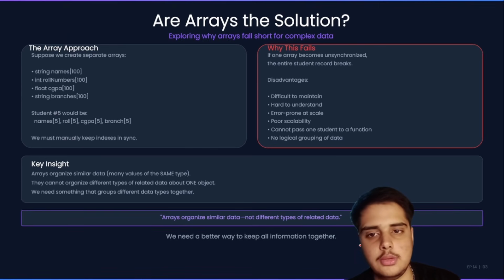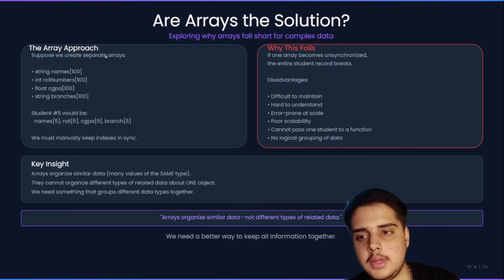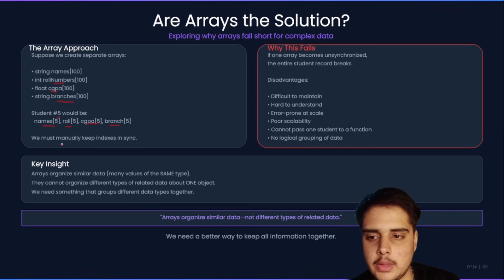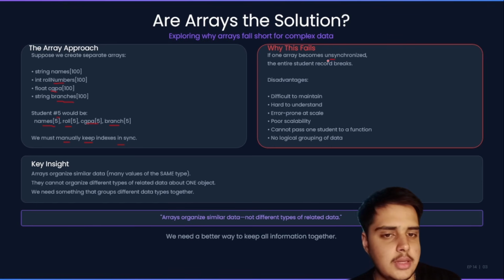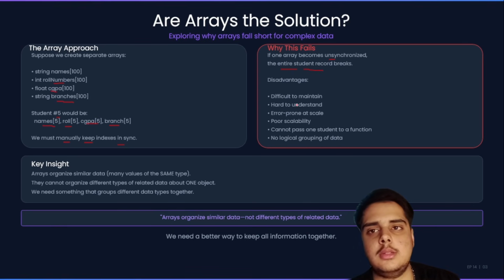So, is an array the solution? Exploring why arrays fall short for complex data. The array approach: suppose we create separate arrays, string names[100], int roll numbers, float CGPA, string branches. Student number 5 would be names[5], roll[5], CGPA[5], branch[5]. So we must manually keep indices in sync. Why this fails is that if one array becomes unsynchronized, the entire student record breaks.